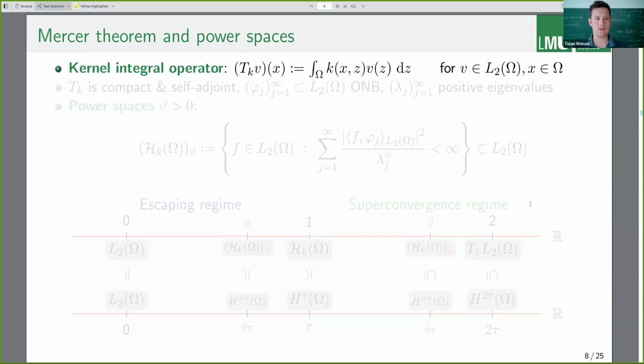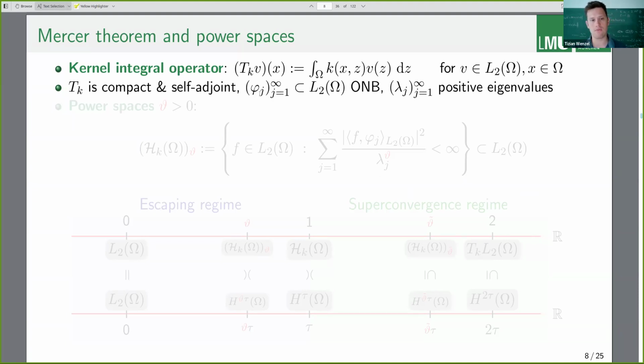And this integral operator T_k is a compact and self-adjoint operator because of our assumptions on the kernel, and therefore we obtain an orthonormal basis of normalized eigenfunctions. They will be called b_j, and also corresponding positive eigenvalues, lambda_j. And with the help of these eigenvalues and eigenfunctions, we can define power spaces.